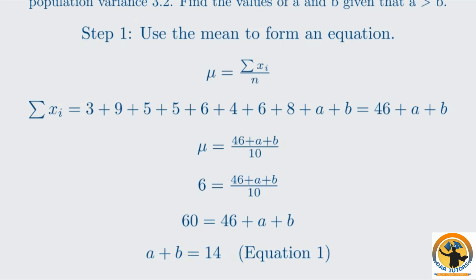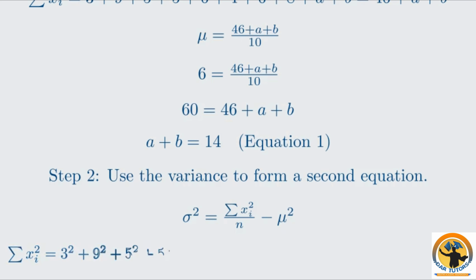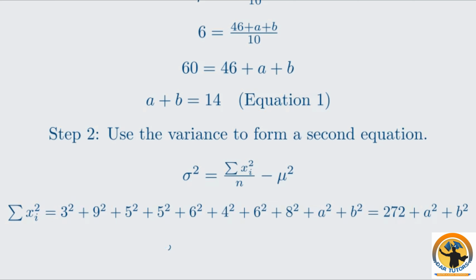Next, we use the variance. We'll use the computational formula for variance because we have the sum of x squared values handy. The formula for variance is the sum of x squared divided by n, minus mu squared. Let's find the sum of the squares of the known integers. This sum is 272, so the sum of all squared values is 272 plus a squared plus b squared. Substituting the values into the variance formula, we get 3.2 equals (272 plus a squared plus b squared) all divided by 10, minus 6 squared.